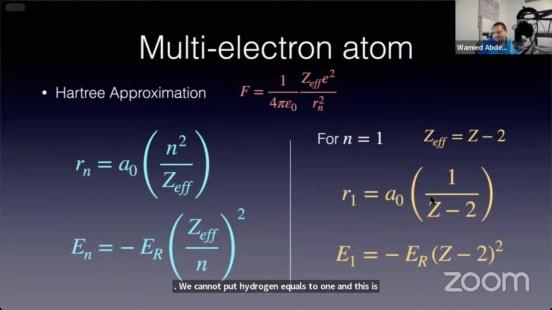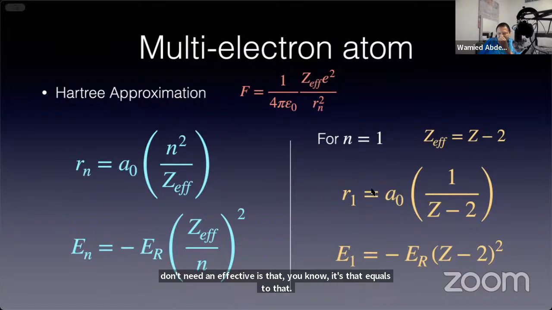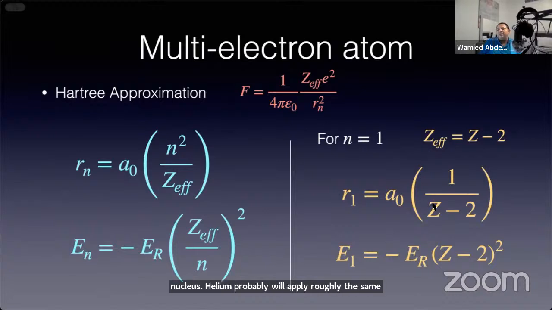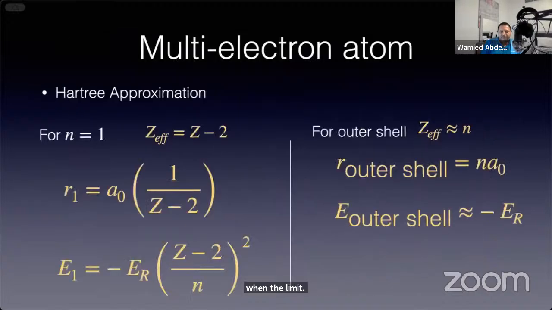So this is for a multi-electron atom. And of course, Z equals 2 for helium, this doesn't work. So we're talking about an atom with multi-electrons. I don't know what the limit is where we cannot apply it, but we have to be smart. This is an approximation after all. For hydrogen, we don't need an effective Z, Z is Z immediately, the charge of the nucleus. Helium probably will apply roughly the same thing. But we're talking about atoms with multi-electrons, so maybe 30 electrons, 20 electrons. I don't know really where the limit is where this approximation will be applicable or not.